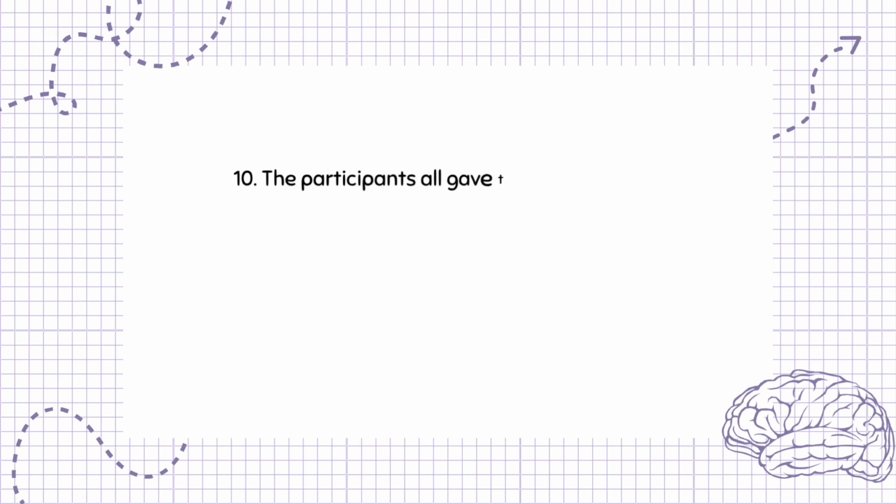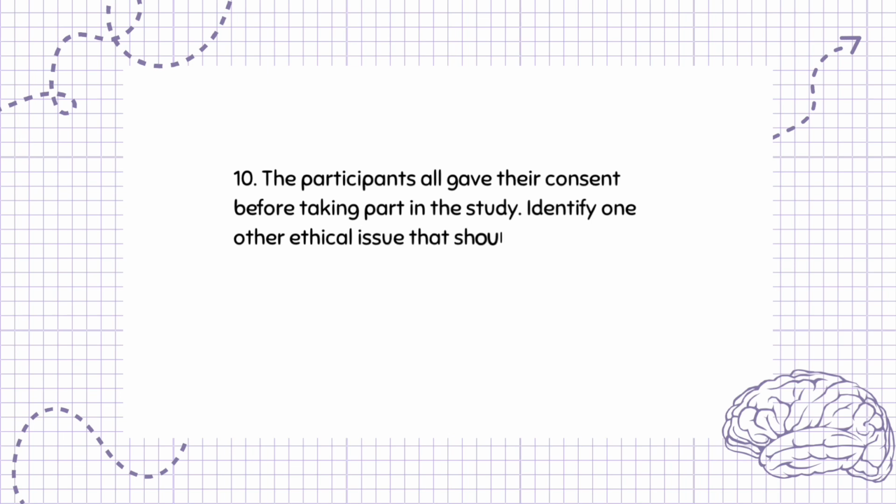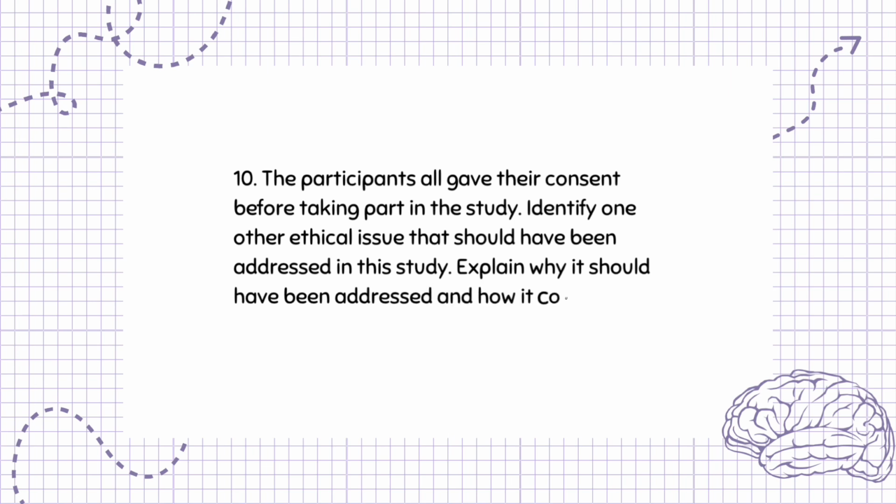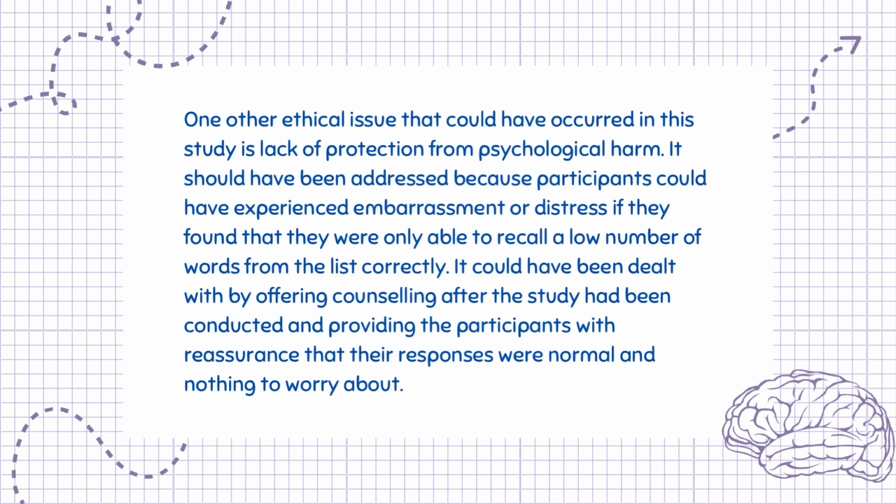Question 10. The participants all gave their consent before taking part in the study. Identify one other ethical issue that should have been addressed in this study. Explain why it should have been addressed and how it could have been dealt with. 3 marks. One other ethical issue is lack of protection from psychological harm. It should have been addressed because participants could have experienced embarrassment or distress if they found that they were only able to recall a low number of words correctly. It could have been dealt with by offering counseling after the study and providing the participants with reassurance that their responses were normal and nothing to worry about.